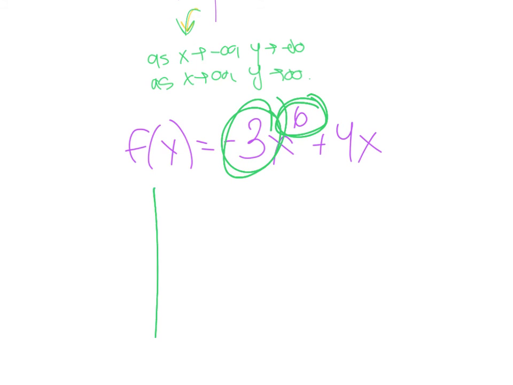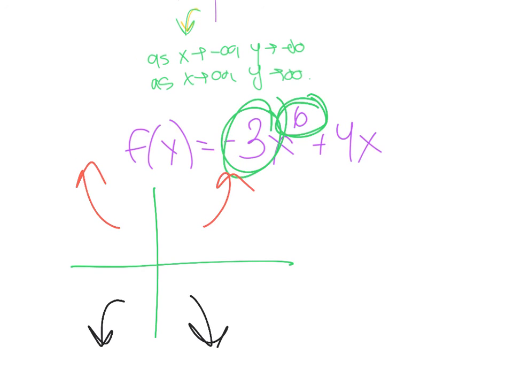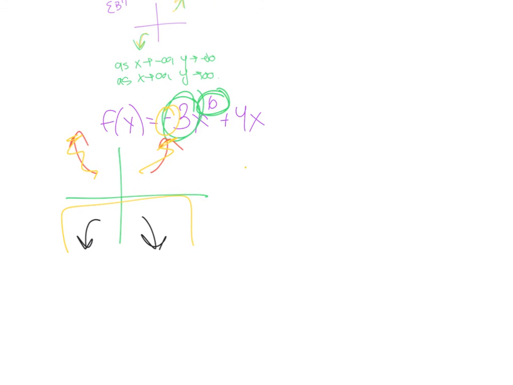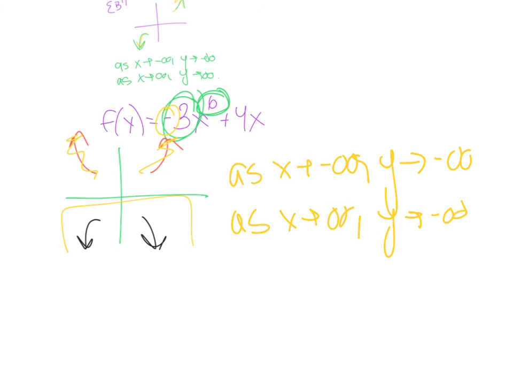It's even, so I know it's either going to look like this or like this. Even graphs match up; the ends match up. The odd ones are the opposites. And the direction is down because it's a negative leading coefficient, so I don't care about that one. I care about this. So as x goes to negative infinity, y goes to negative infinity, and as x goes to infinity, y goes to negative infinity. Those match up right there.